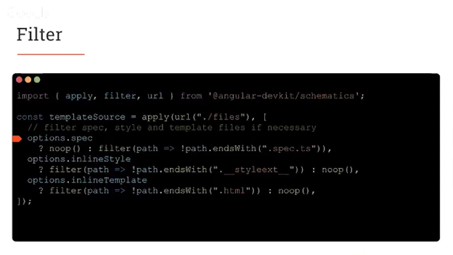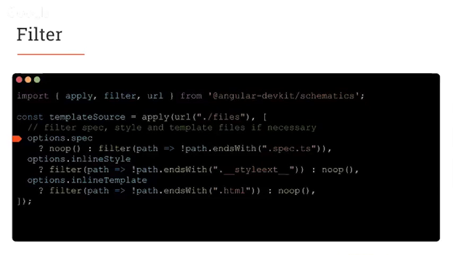So, okay, here's the first thing that we wanted to do, right? We want to filter out some stuff. So if the user said that they want a spec, we're not going to do anything. We're not going to filter anything. So we'll just do noop. That's one of the functions that we get.